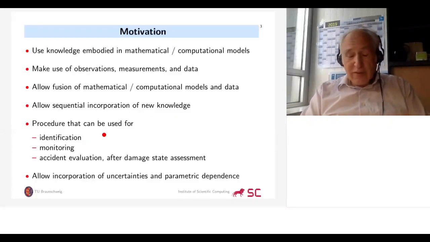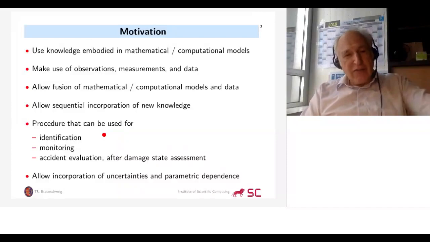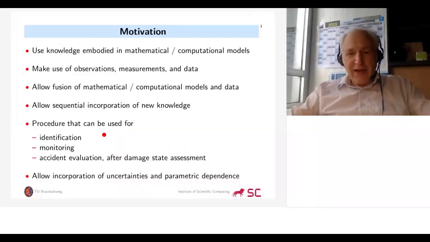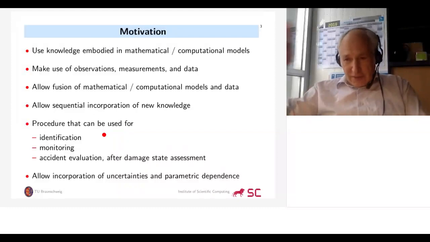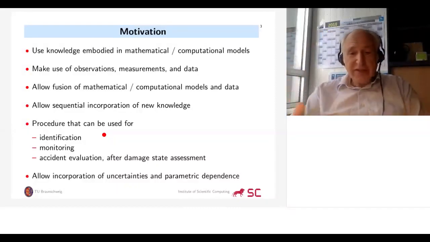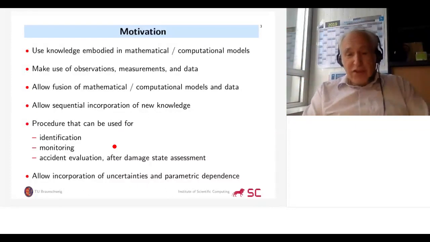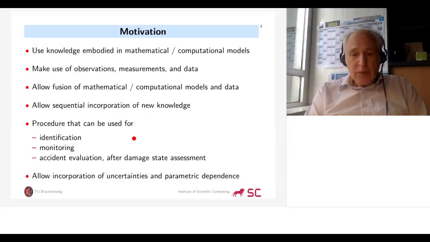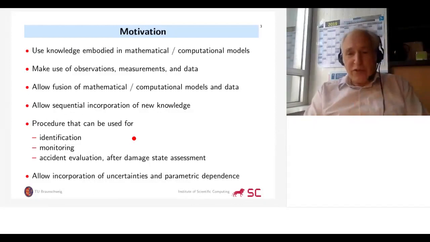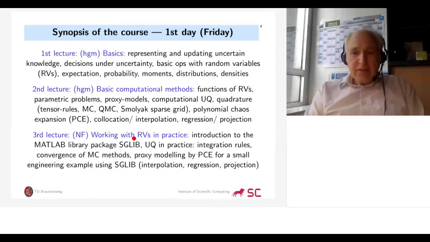But they can be taken for monitoring, for instance, let's say a dam or some expensive kind of machinery or whatever, where you have a model and you have a system installed which is monitoring, and the data are coming in and continuously updating your model so that you have an idea of what kind of state this piece of hardware is in, okay? And it can be used for accident evaluation or after a damage to assess the state and things like this, okay? Good. And it can allow to incorporate other uncertainties and parametric dependencies or whatever, which you might find important. But I think it will become clear during the course what is meant with this, okay?